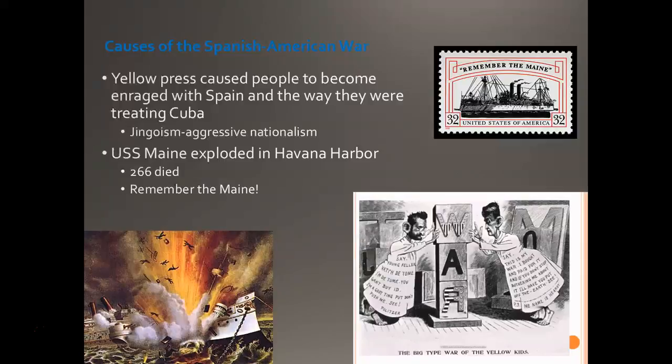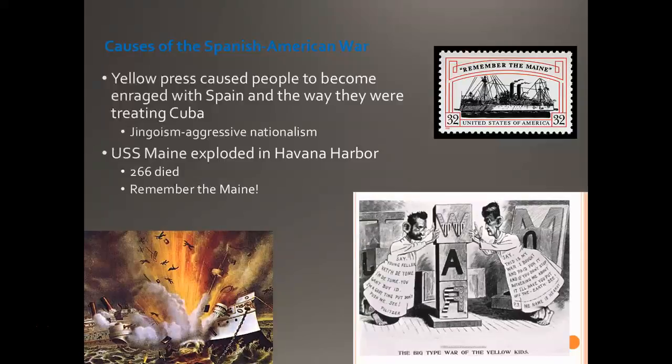So the Yellow Press, primarily two people, Pulitzer and Hearst, were both big newspaper gurus that ran large papers, and they kind of got into this competition. Part of the competition was basically who could write the worst story to make Spain look bad and make us look like the big brother that was going to save them. So people became enraged with Spain and felt like they were treating Cuba bad.